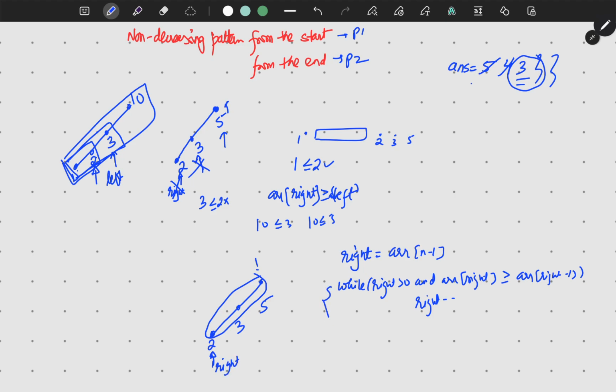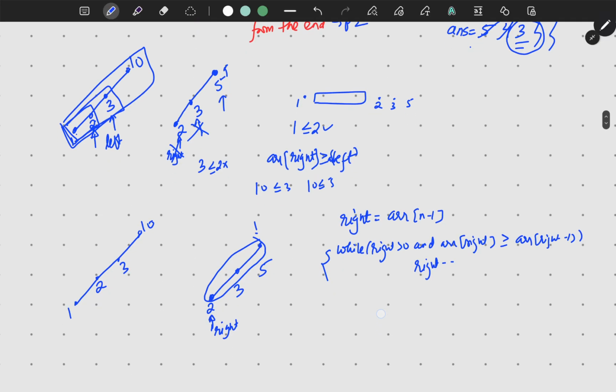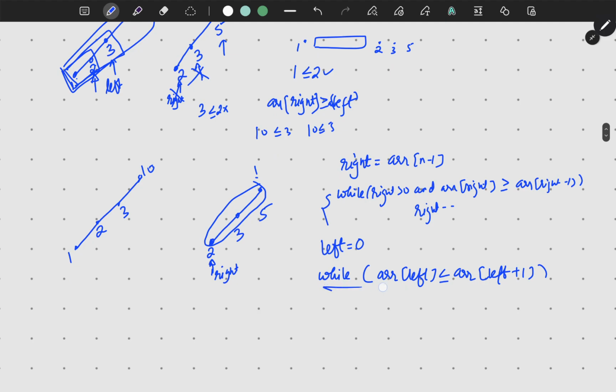Now we have to consider elements from the starting until they are in increasing order. That means we would start left from 0, and we would move left while array of left is less than or equal to array of left plus 1, and we would just check whether we can take this element from the left. Now we just do this.